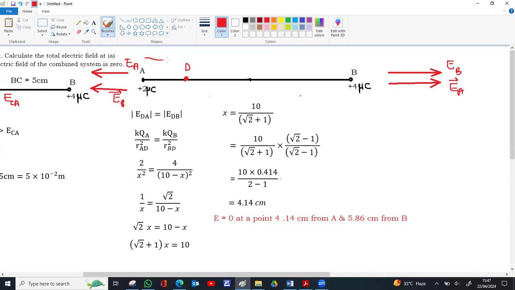Now you take A to D distance as x, so B to D is the total distance minus x, 10 minus x. That's what you use here. AD as x, BD as 10 minus x.